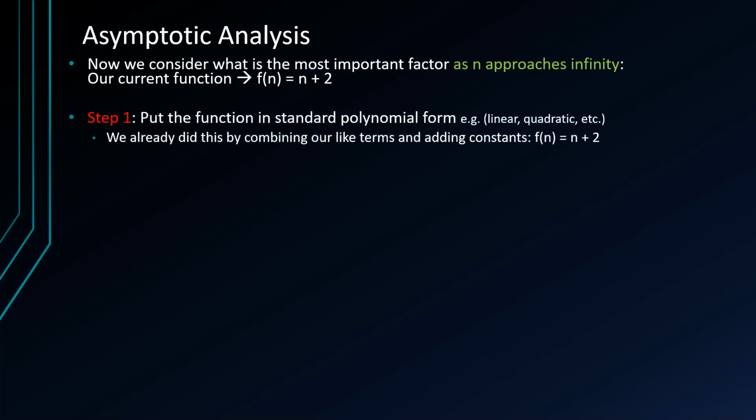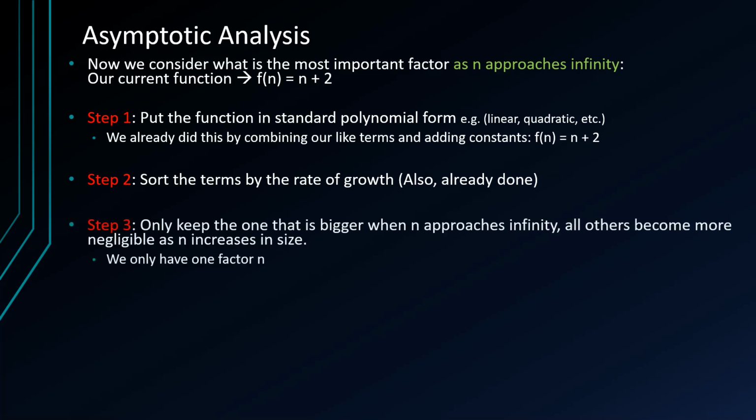So the first step, put the function in standard polynomial form. So linear, quadratic, so if it's an n squared, n cubed, that kind of thing, put it in standard polynomial form. We already did this by combining our like terms and adding our constants together. So we had 1 plus n plus 1, and we combined those and made it n plus 2. Makes sense. Step number 2, sort your terms by the rate of growth. So if we had an n squared in there, that n squared would have to come before the n. But we already did this because this is a very simple function.